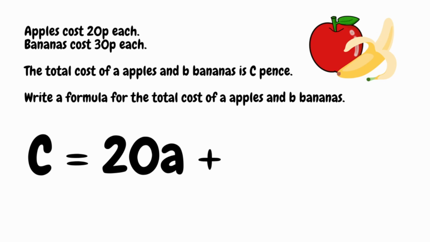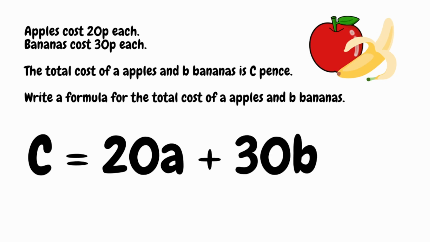We then need to add on the cost of the bananas. Well, we're told bananas cost 30 pence each, and we're buying B bananas. So all we do here is take this 30 and multiply it by the variable B. So our final formula for this question would be C is equal to 20A plus 30B.